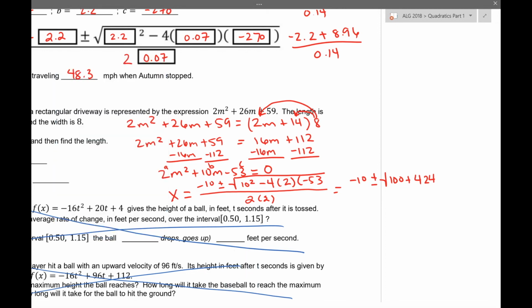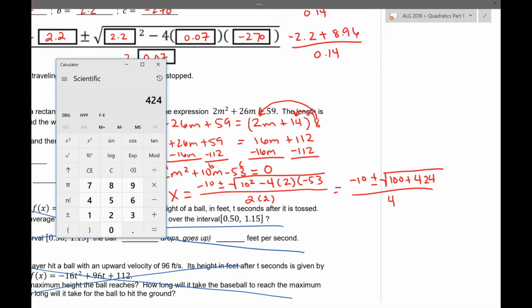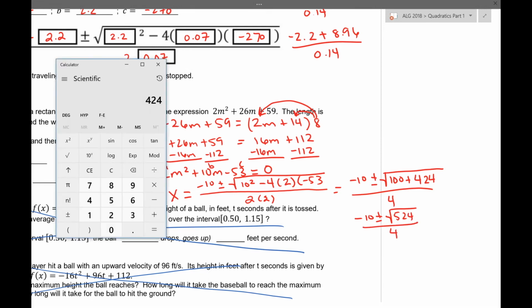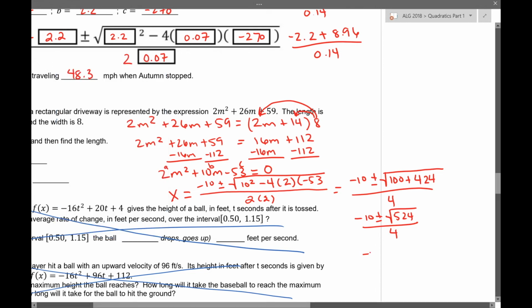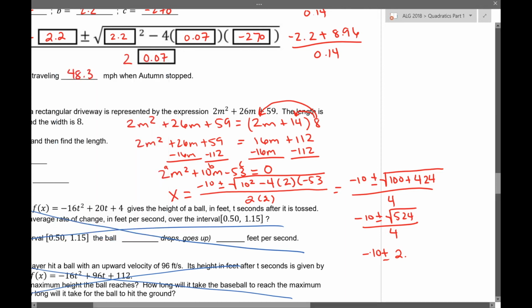Okay? And that's going to be over 2 times 2, which is 4. Now I add these two numbers together, which would give me 524. So I have negative 10 plus or minus 524 over 4. So I take 524, square root that, gives you an answer of 22.9. My apologies.